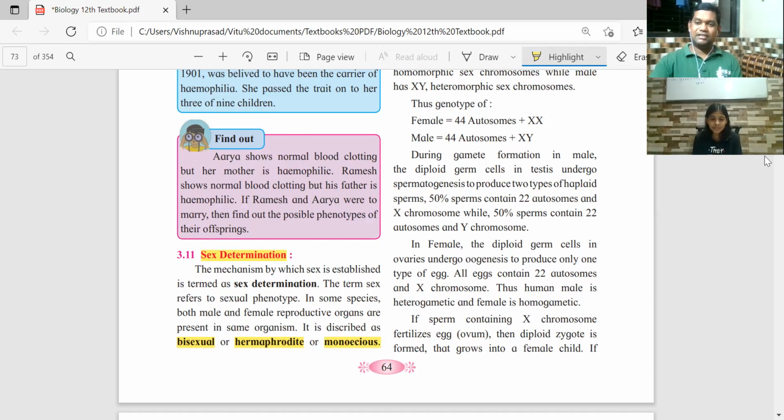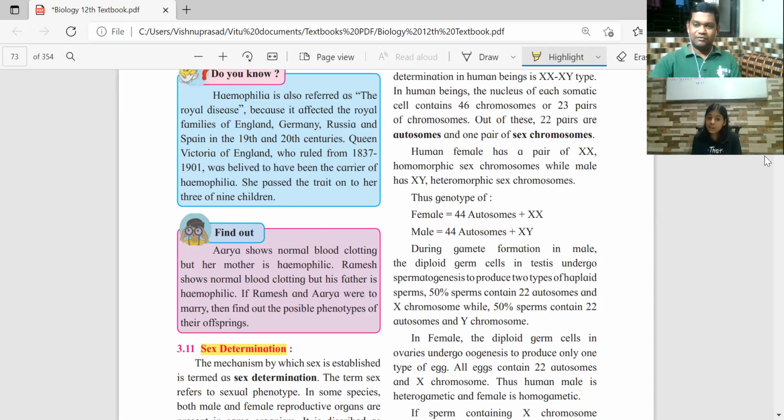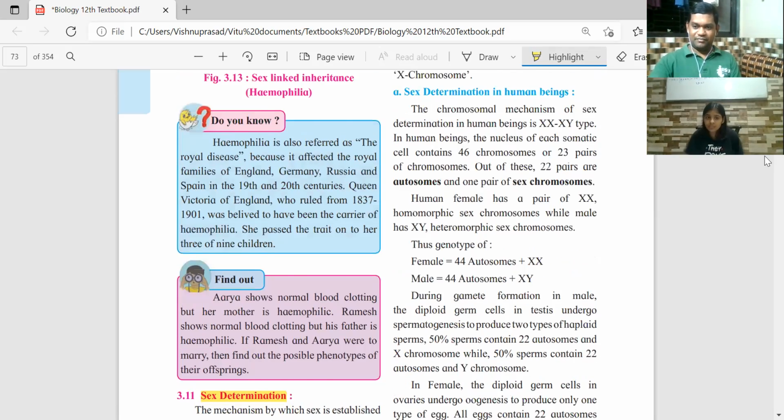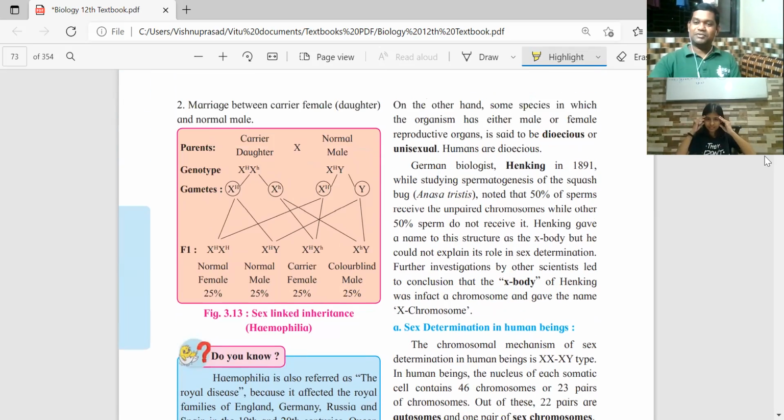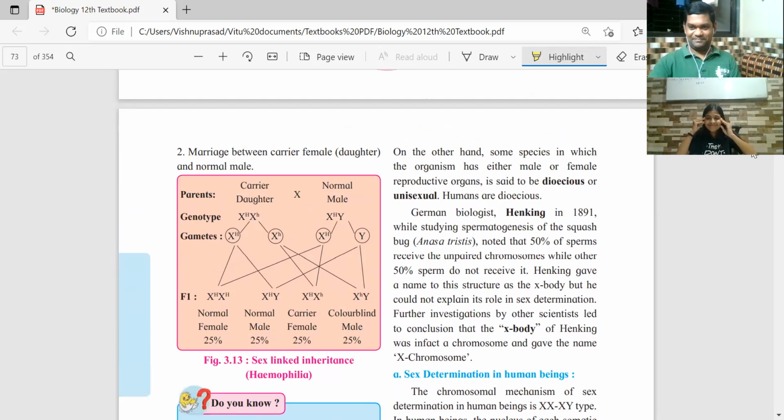Mono means single, ecium means house. Here, house means the body or organism. In a single organism, both are present. That's why. The opposite of this is dioecious, also called unisexual. Human beings are an example where they are dioecious. You don't come across any human being which is a male and a female both. So he or she is either a male or a female, depending upon the presence of the reproductive organs which they contain.